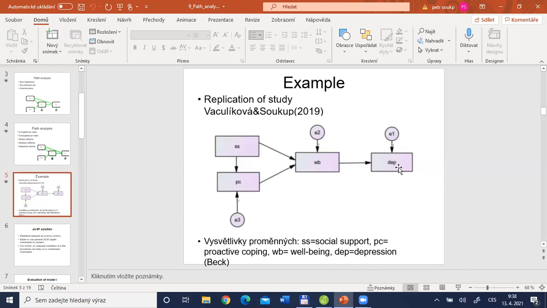So, first of all, before we start to compute, I would like to ask you if you can help me to recognize which variables in this model are exogenous and which variables are endogenous. So how many exogenous and how many endogenous variables do we have, and what are these?